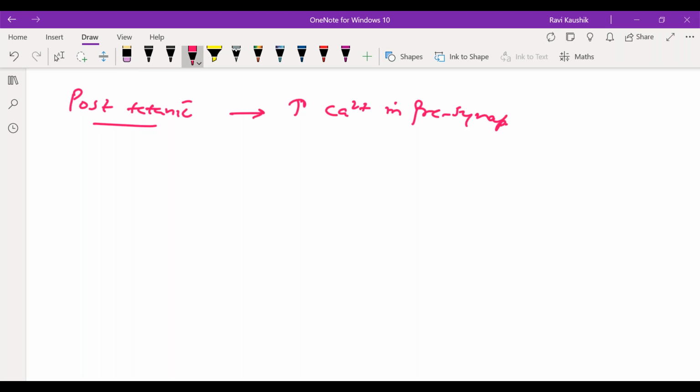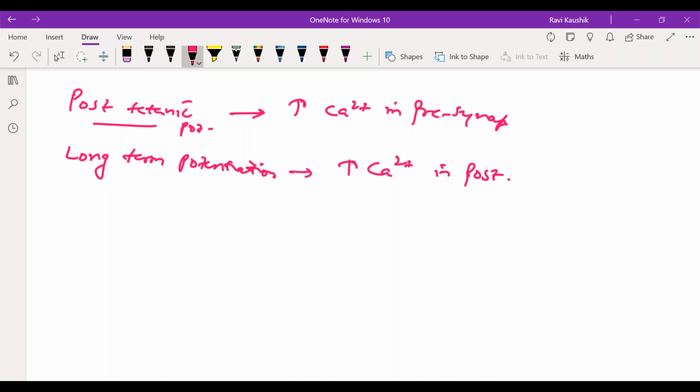And if it is prolonged, it is said to be long-term potentiation. Post-tetanic potentiation and long-term potentiation. It is there when there is increased calcium accumulation in the postsynaptic cell. Okay, so that is a little different.